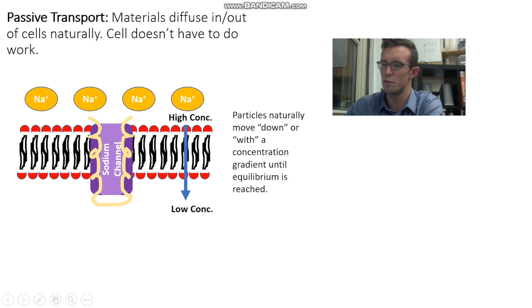So you guys have learned that particles tend to spread out naturally. That is, they tend to move from areas of high concentration to areas of low concentration. And so in our cells, we call this process of diffusion passive transport. What's nice about passive transport is that it happens passively. That is, our cells don't have to do any work in order to get the materials that they need.